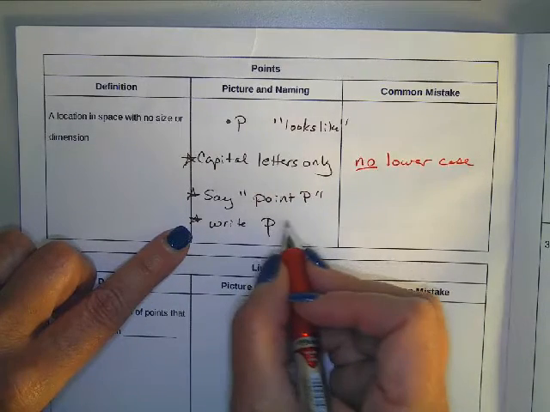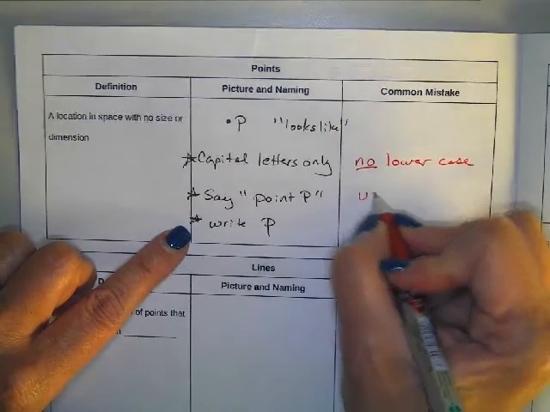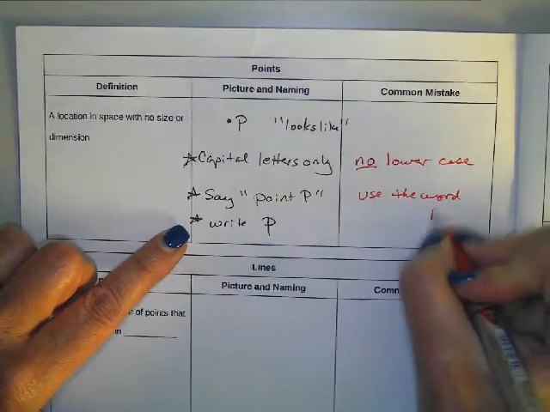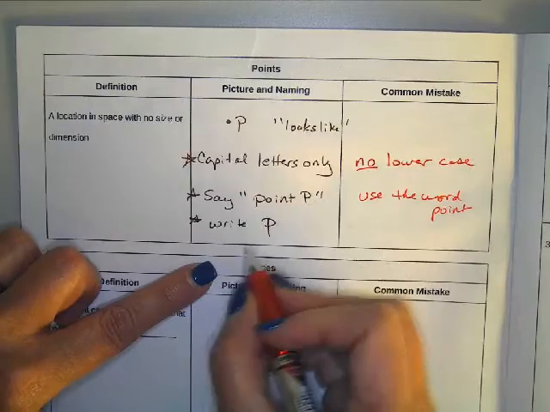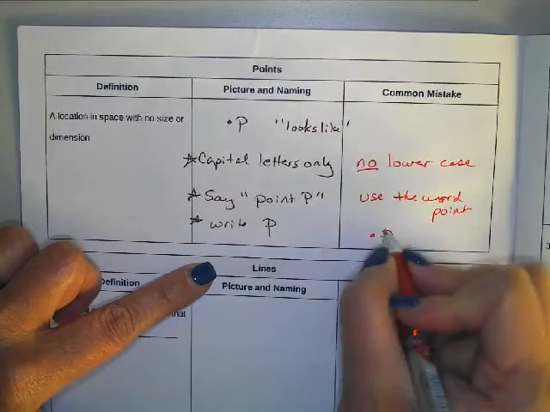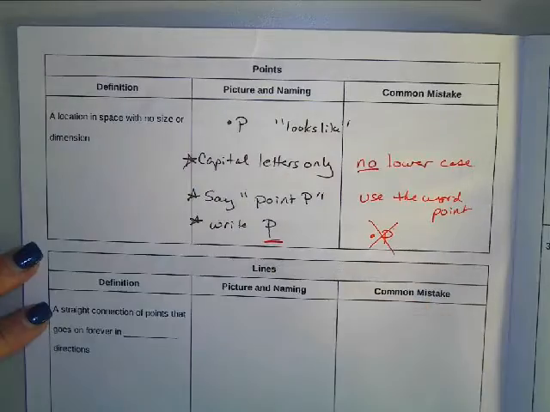Instead of saying point P, they just say P, but you really want to use the word point. And instead of P, some people write point P. We don't want to do that. We don't want to put the point. We just write the letter by itself. All right, that's it for points.